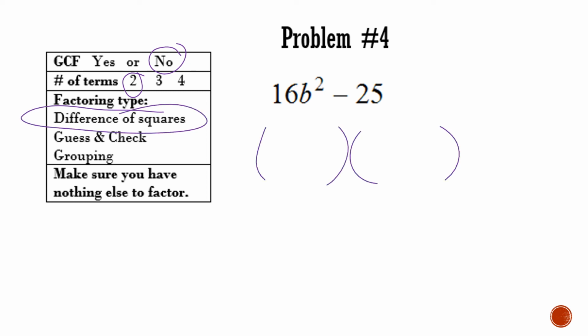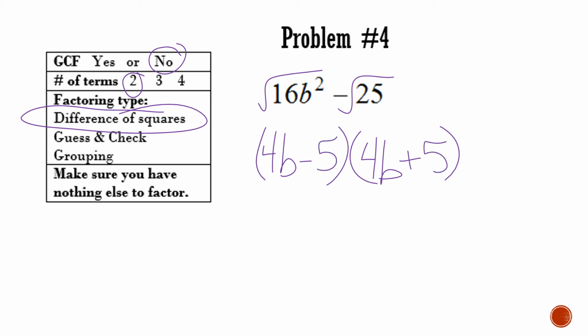So I'm still making those two parentheses, and now I want to take the square root of those. So like the square root of 16 is 4, so I put that in both parentheses. The square root of b squared is b, so put that in both parentheses. 1 is minus and 1 is plus, and then the square root of 25 is 5. And again, if you just distribute that back out, those middle terms are going to cancel out because it's a positive 20b and a negative 20b. And so that's why we only had two terms there. So there is the final answer.